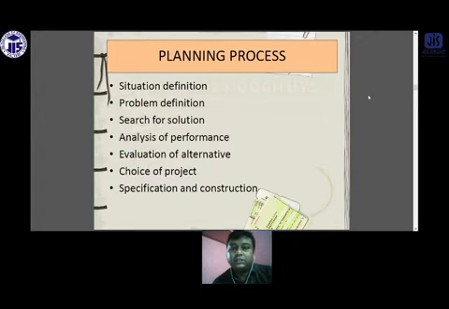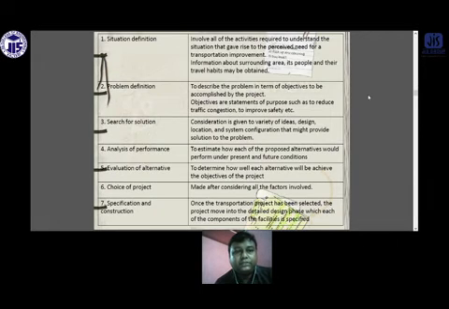We first have to see what is to be planned: why, where, and what component we want to plan. Next, in that component, what is actually the problem, for which we are going to plan. Next we search for the solution, and while searching you will find there are several solutions, and from them we select the best solution based on all characteristics, merits and demerits, or advantages and disadvantages. And finally we evaluate it and go for the specification of the construction using our selected plan.